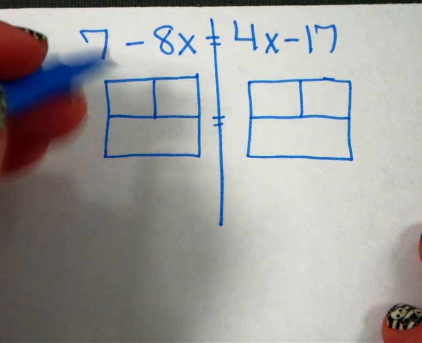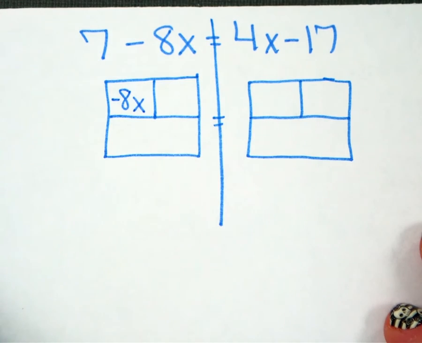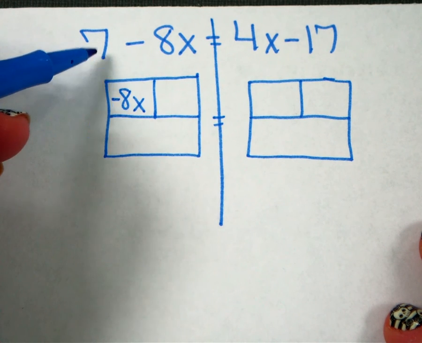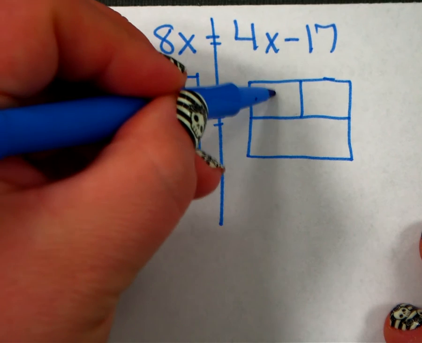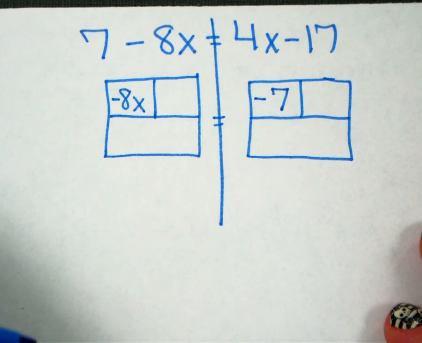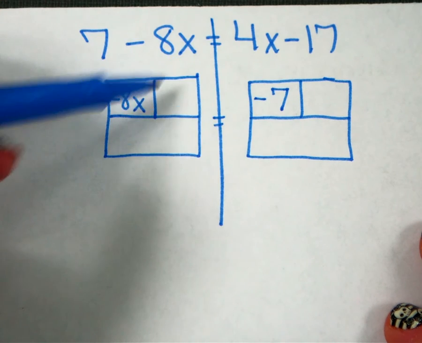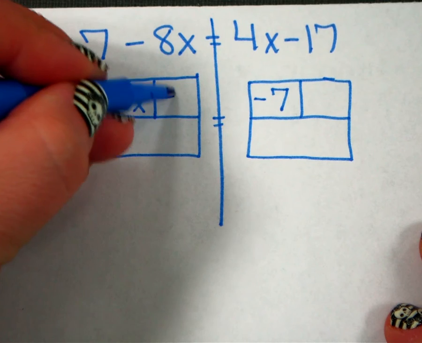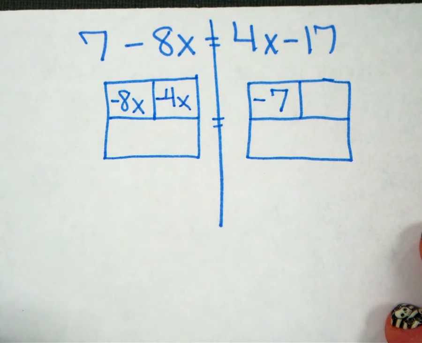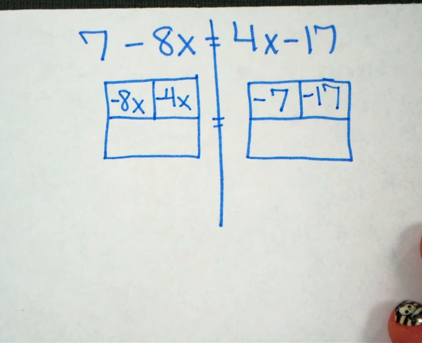Negative 8x is on the same side, so it goes with its same sign. And the 7 has got to be moved to the opposite side, so it becomes the opposite sign, negative 7. Now the other one. The 4x is moving to the left side, which means it moves to the opposite side, so it becomes the opposite sign. And negative 17 is staying on that side, so it receives the same sign.